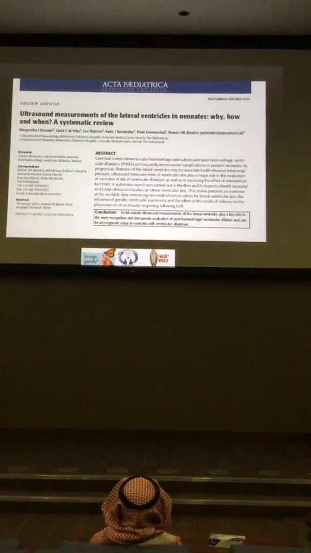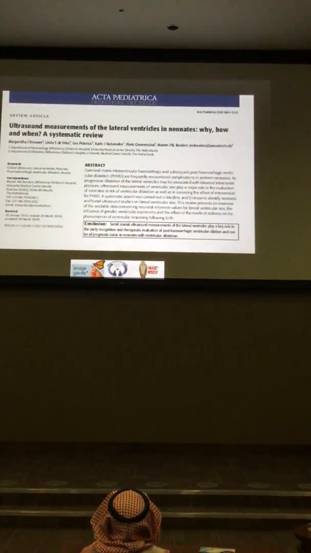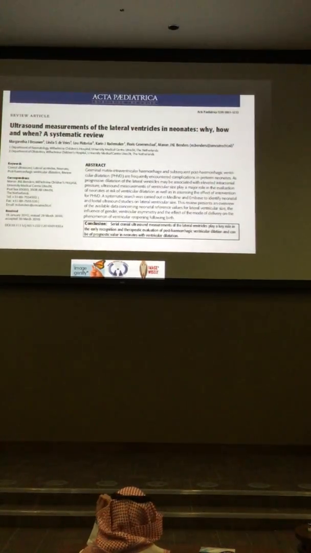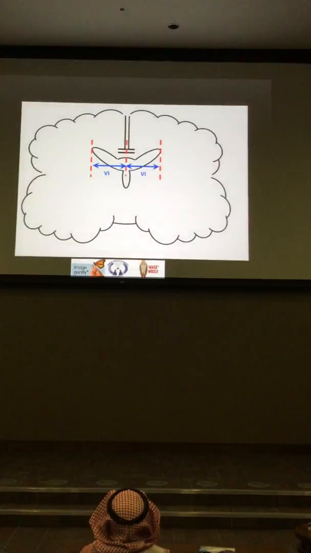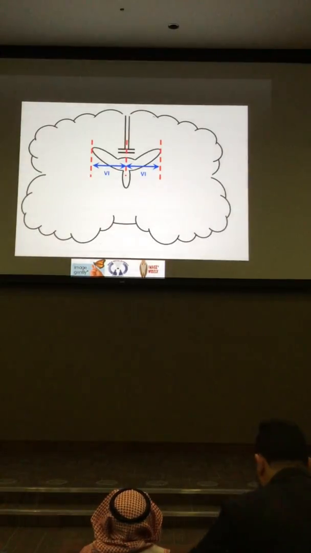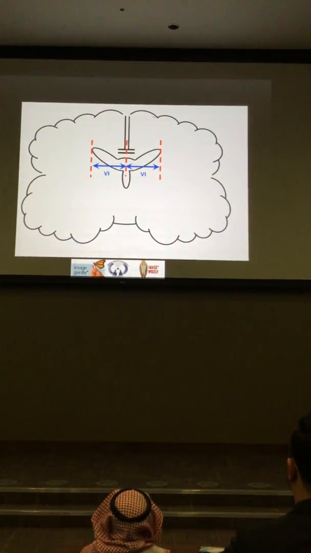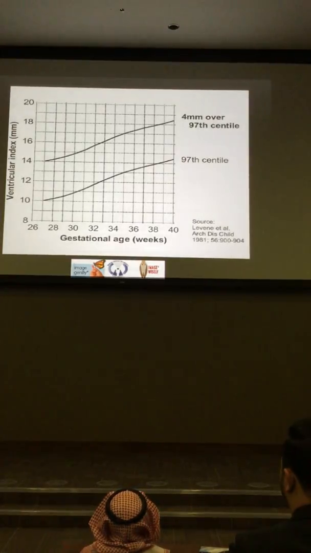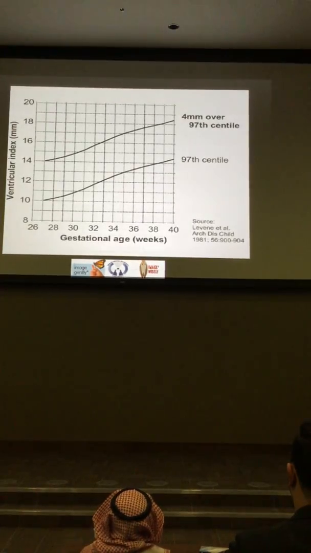We measure the ventricles, and what is the best landmark, or the best measurement rule, for measuring the ventricles? As Dr. Zared mentioned in his talk, he discussed the ventricular index and also the biparietal diameter. In the literature, the most common are two criteria, two measuring tools.